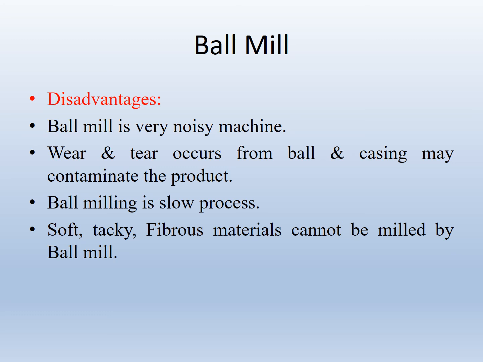If you are considering the disadvantages, the ball mill is a very noisy machine. Wear and tear occur from the balls and casing, which may contaminate the product. Ball milling is a slow process. Soft, tacky and fibrous material cannot be milled by ball mill. So these are the particular disadvantages. The plant origin material that cannot be milled using the ball mill is soft, tacky and fibrous material.